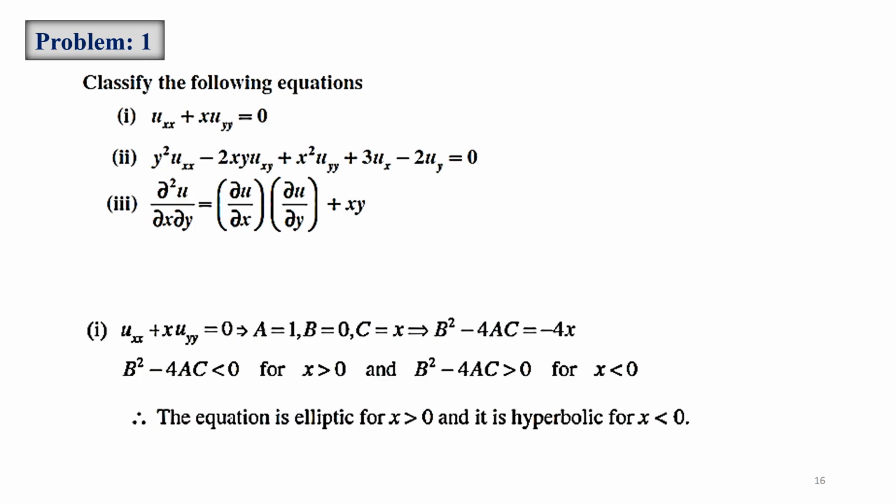So in this type, if it is 4x, you have to substitute values for x. If x is equal to 0, obviously it is a parabolic equation. If x is greater than 0, you will get a negative value, so it is an elliptic equation. If x is less than 0, you will get the answer in positive terms, which will be greater than 0, so it will be hyperbolic. Okay.